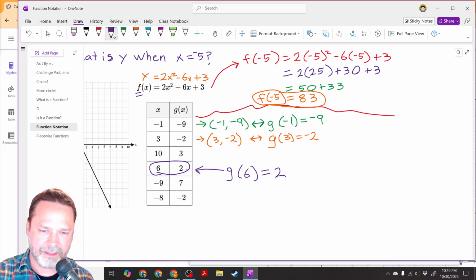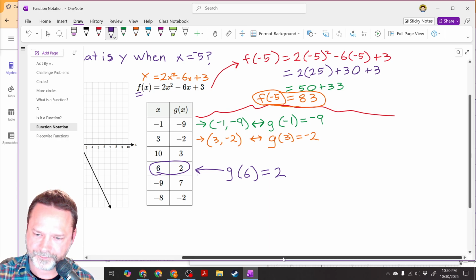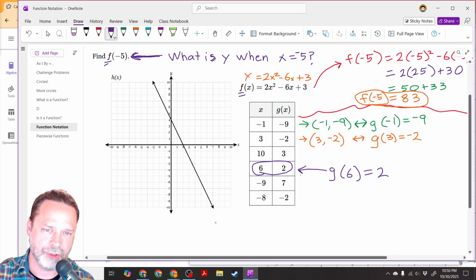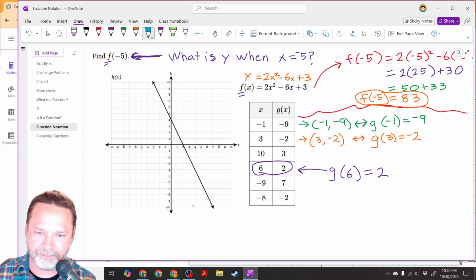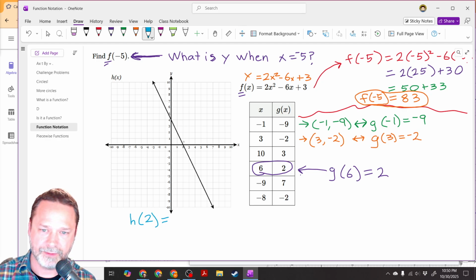Now let's go back and look at h. H of x right here. Let's do a couple things with h of x. Let's say I wanted to find h of, I don't know, 2. That's saying x is 2. What is y when x is 2? Well, x is 2 is right here. I have a point 2, 0. So h of 2 equals 0.